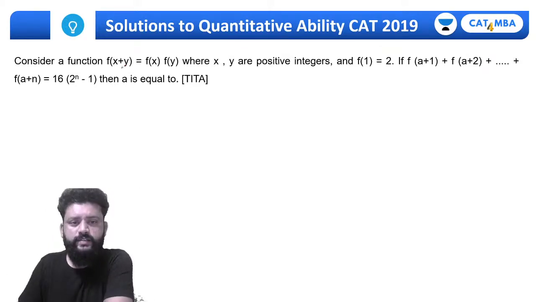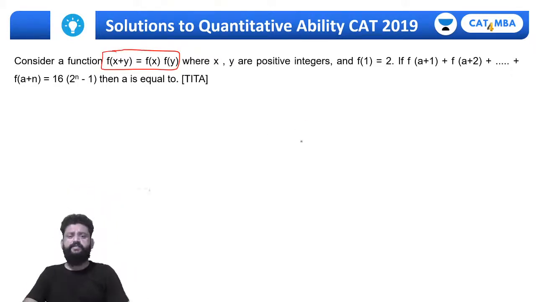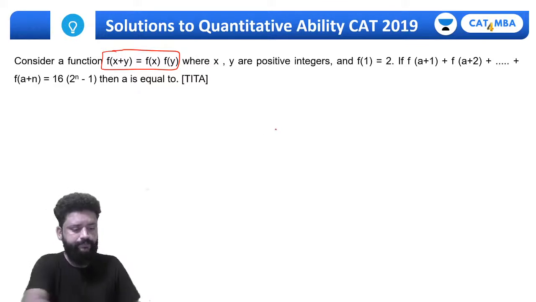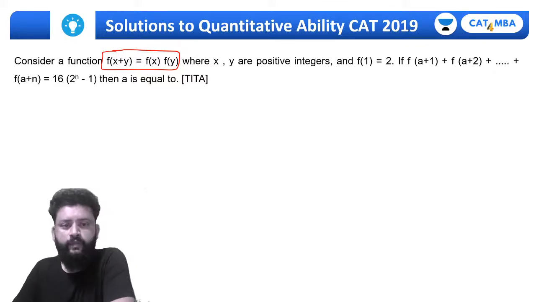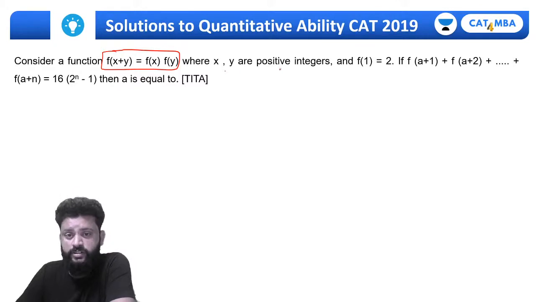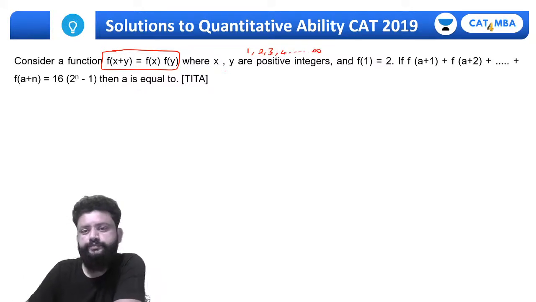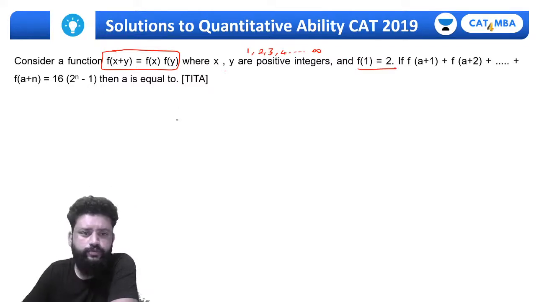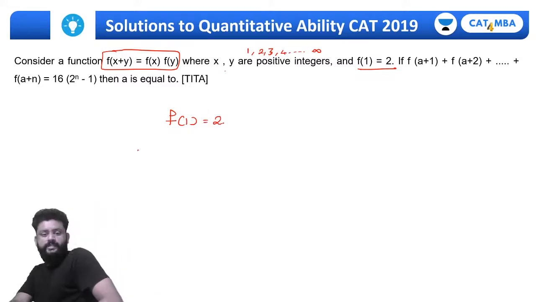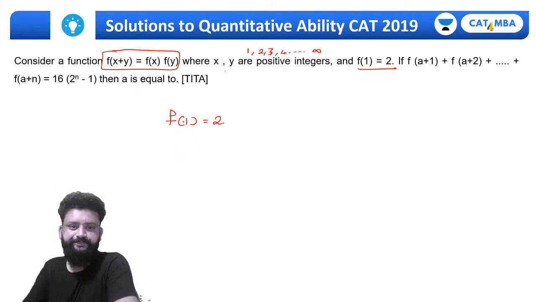Okay, so f of x plus y, this is important, f of x plus y equals f of x into f of y. After that, x and y are positive integers, means you cannot take 0, only 1, 2, 3, 4 and so on. Then f of 1 is 2. So let's try to calculate f of 2.